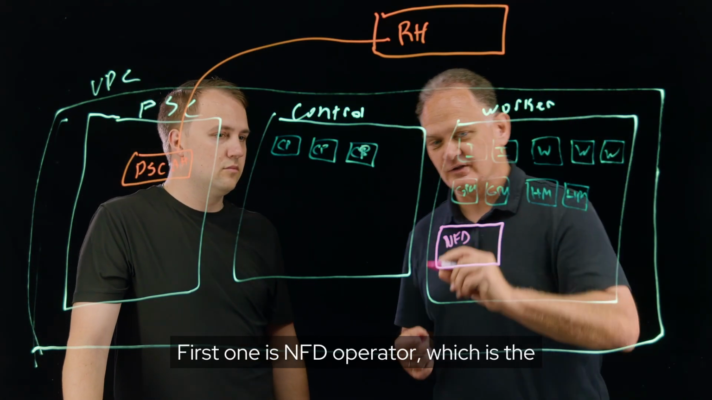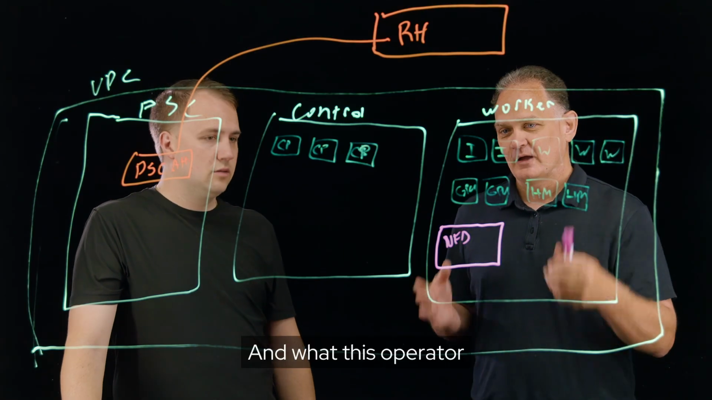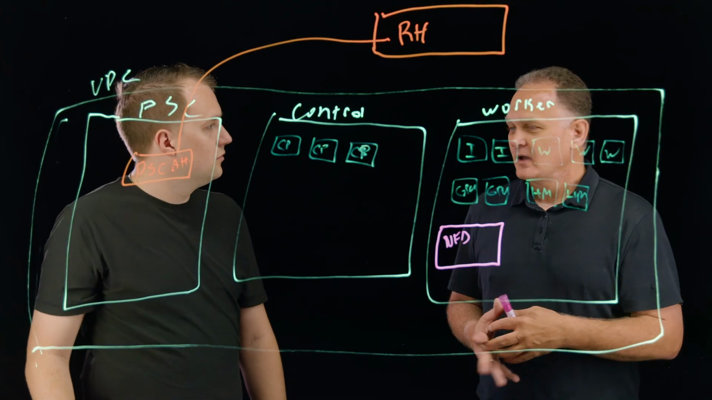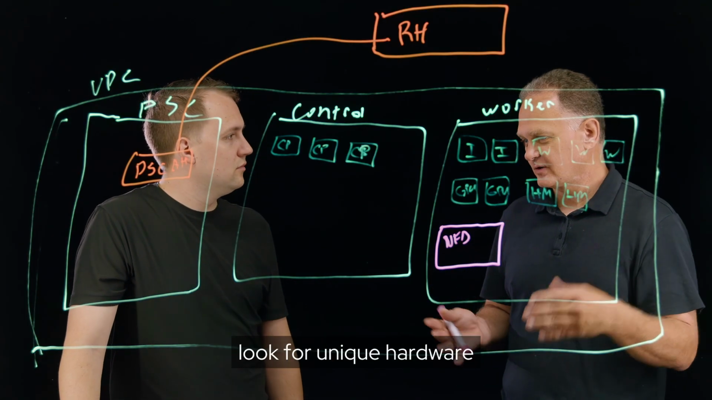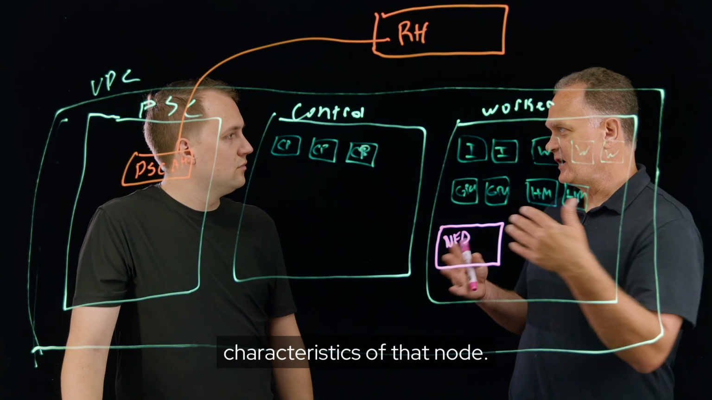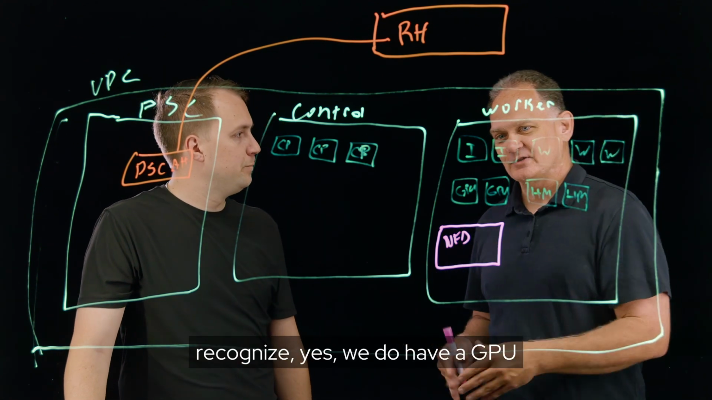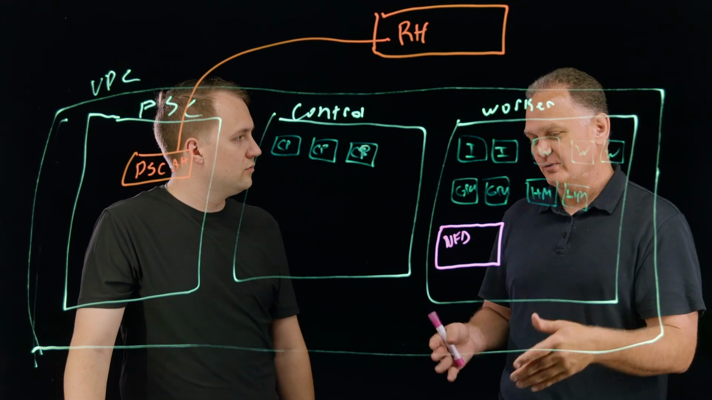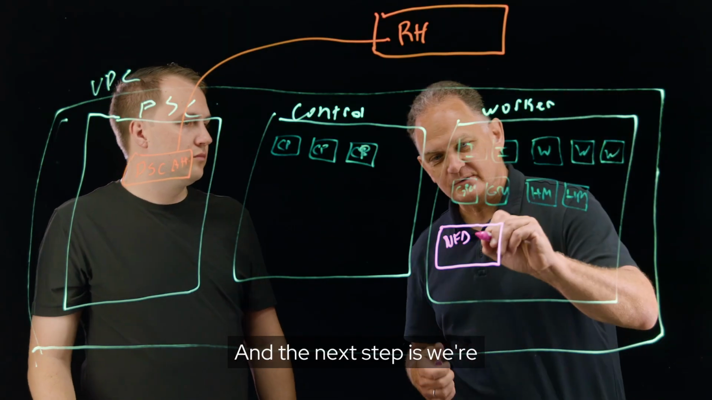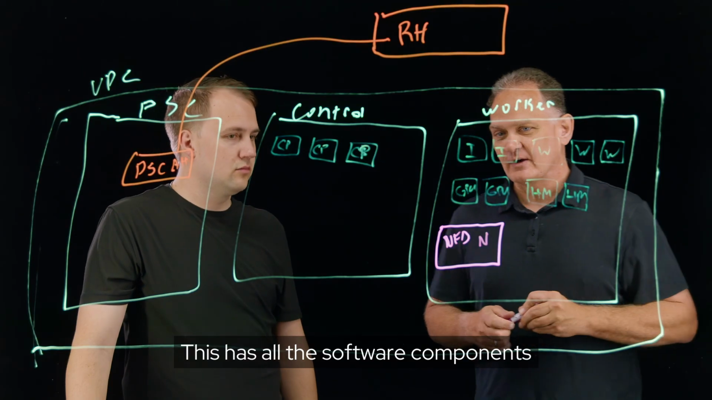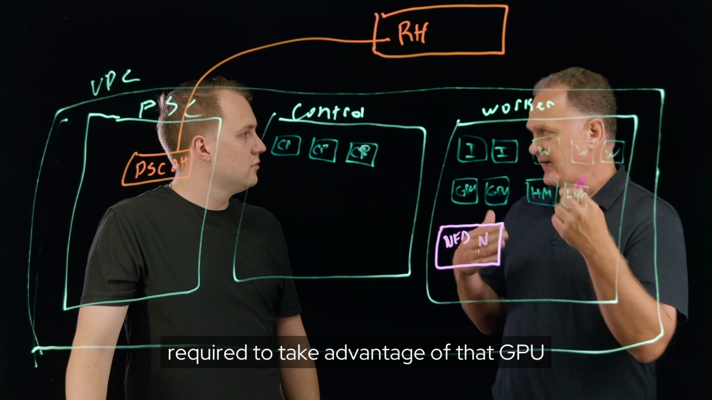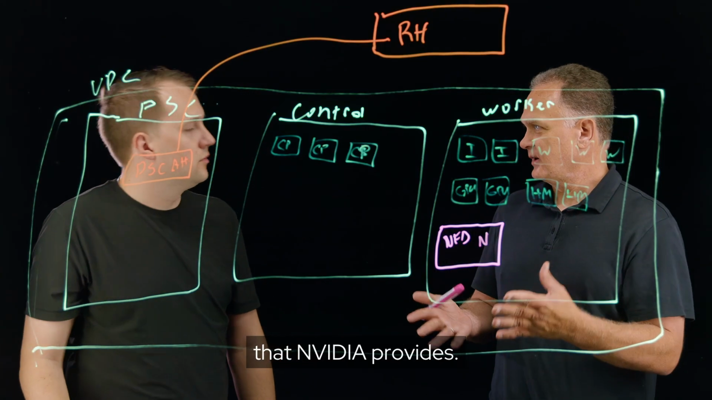NFD operator, which is the node feature discovery operator. And what this operator does, it comes from Red Hat. It's going to scan the nodes that we add to the cluster, like the GPUs, and it's going to look for unique hardware characteristics of that node. So first step, we recognize, yes, we do have a GPU on the cluster. And the next step is we're going to add an NVIDIA operator itself. This has all the software components required to take advantage of that GPU that NVIDIA provides.